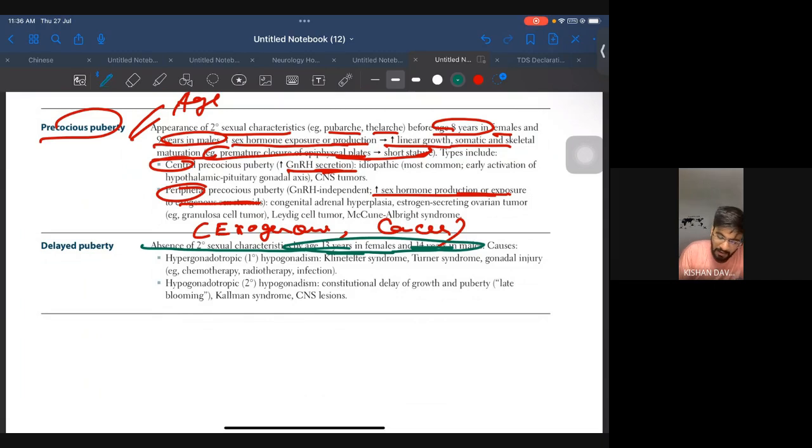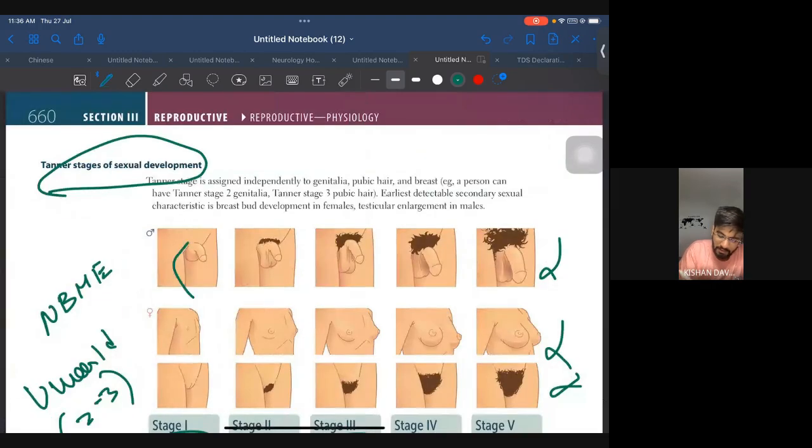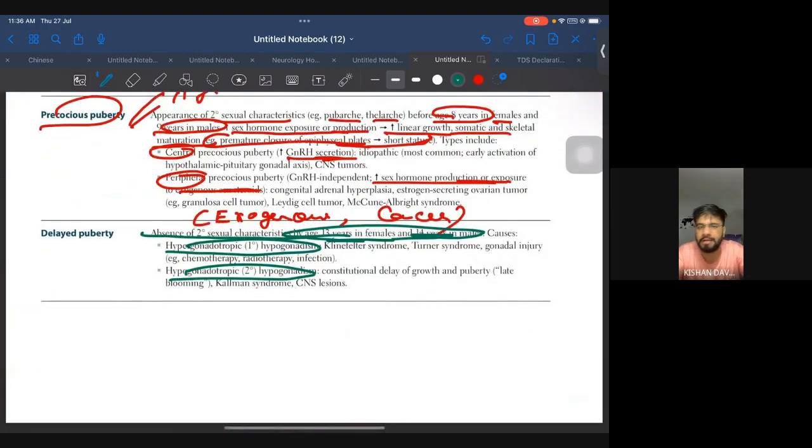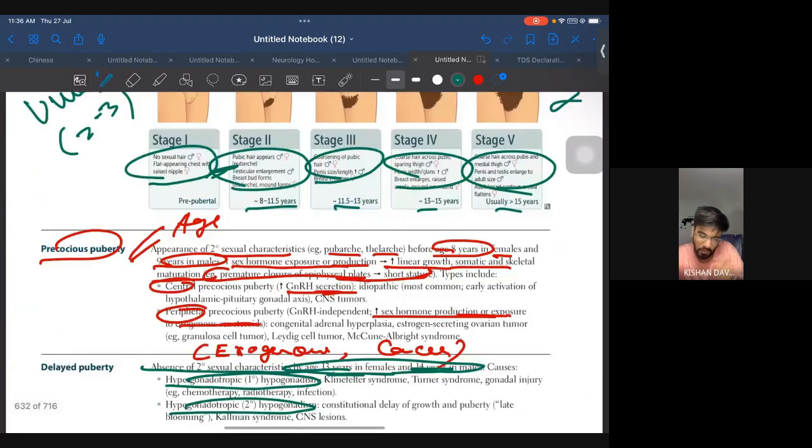All right, coming to delayed puberty: absence of secondary sexual characteristics by the age of 13 years in females and 14 years in males, hypergonadotropic hypogonadism. Now see, when we do this in pathology, this hypergonadotropic hypogonadism and all those things, they never ask. UWorld has asked 2 or 3 questions only. NBME never. So let's not waste time over there. Let's just move to pathology now.